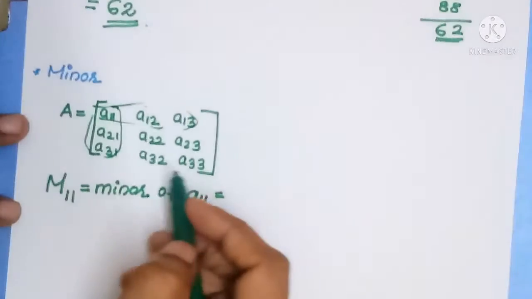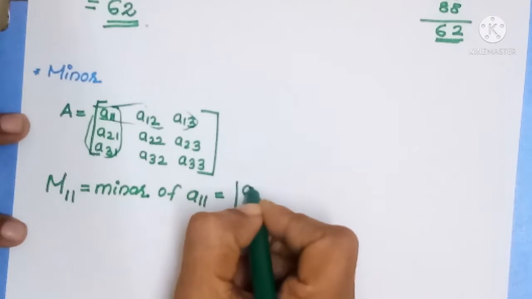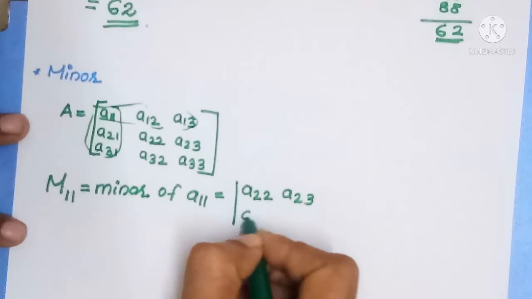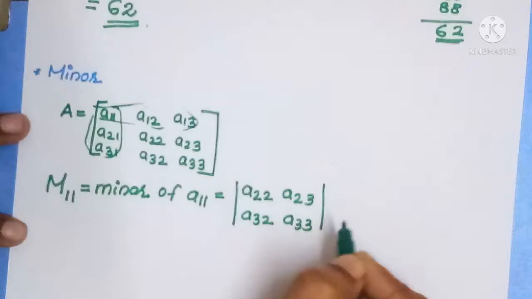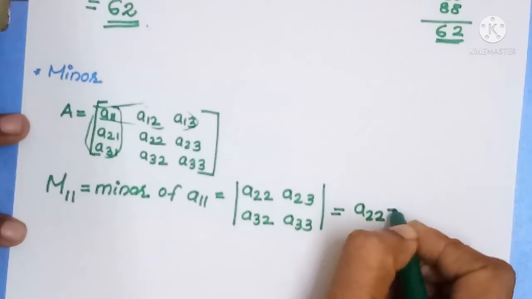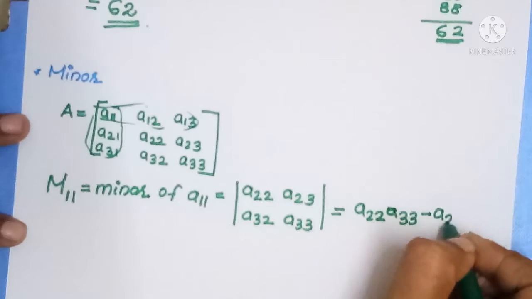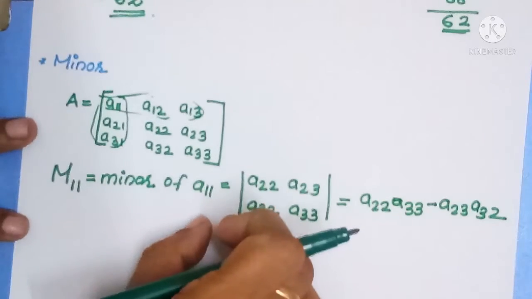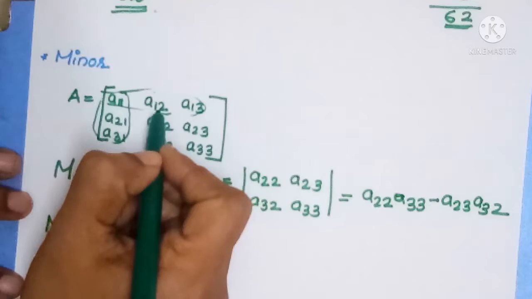Okay. So what is the remaining determinant? It should be the determinant of A22, A23, A32, A33. Then find out the determinant value. That means A22 into A33 minus A23 into A32. This is the minor of A11. Next, what is the minor of this element?